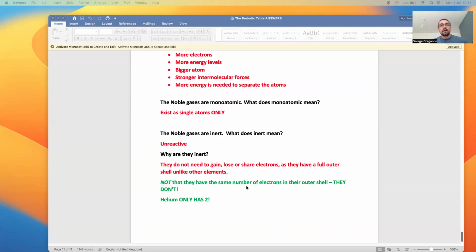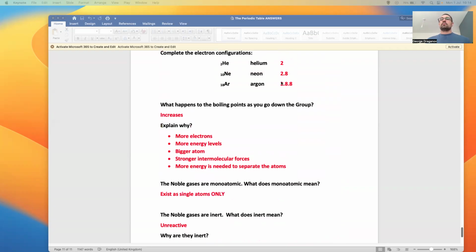Do not say they have the same number of electrons in the outer shell. They don't. This one has 2, these have 8. What happens to boiling points down the group? Well, it's the same as group 7. As they get bigger, the atoms get bigger and they have more electrons. So they have stronger attractions between the atoms, which we call stronger intermolecular force of attraction. So more energy you need to separate the atoms.